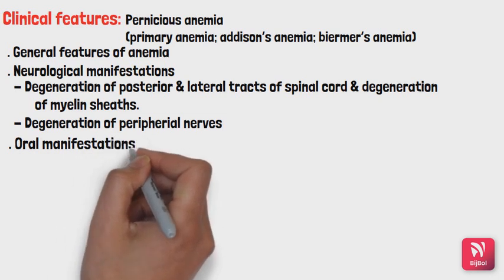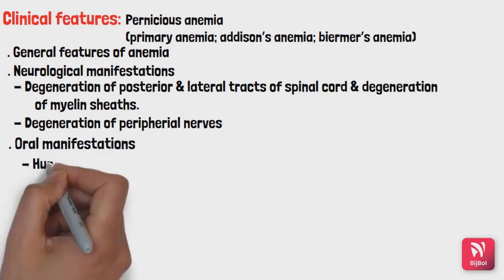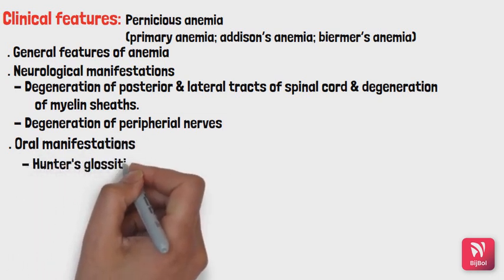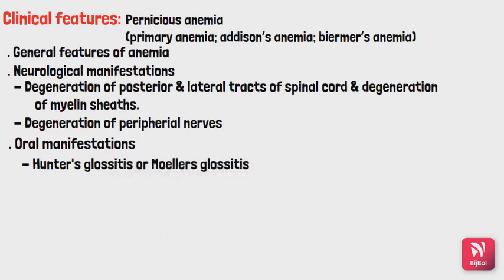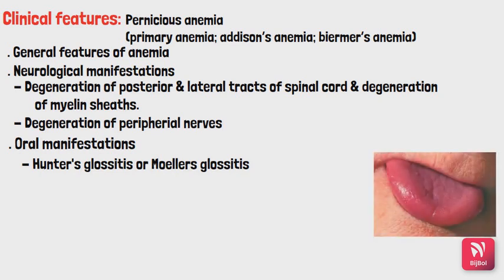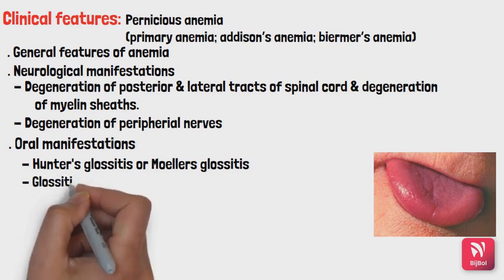And there can be some oral manifestations also. There will be features on the tongue called Hunter's glossitis or Moeller's glossitis. What happens here is that there will be atrophy of the papillae of the tongue and the tongue becomes bald. This kind of tongue in megaloblastic anemia or pernicious anemia is called fiery red tongue or beefy red tongue.